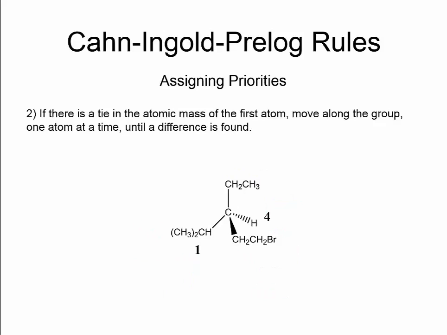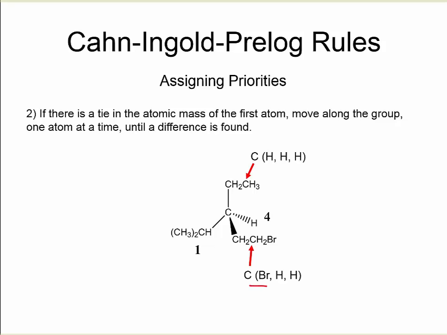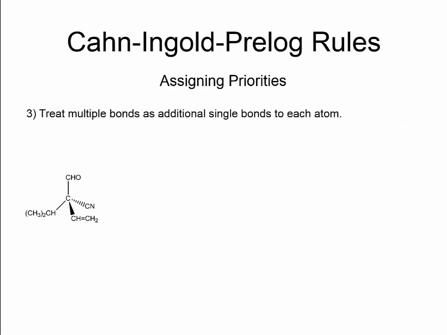So clearing up the screen a little bit, priority group 1 is the isopropyl, priority group 4 is the hydrogen, and so we go on down the chain and compare the methyl to the CH2Br. The methyl is a carbon bonded to 3 hydrogens, and the other carbon is a carbon bonded to a bromine and 2 hydrogens. The bromine is a higher priority than the hydrogen, so this will be priority 2, and this will be priority 3. If there are multiple bonds present, each multiple bond has to be treated as an additional single bond to each atom.